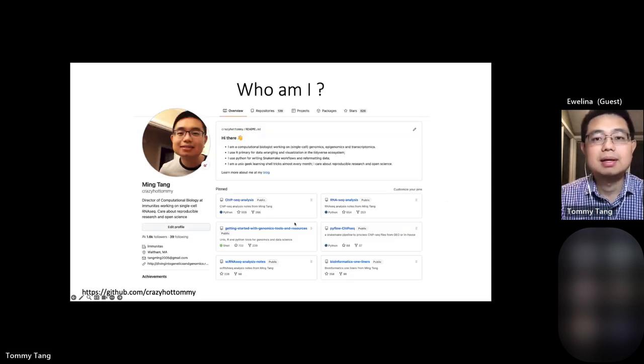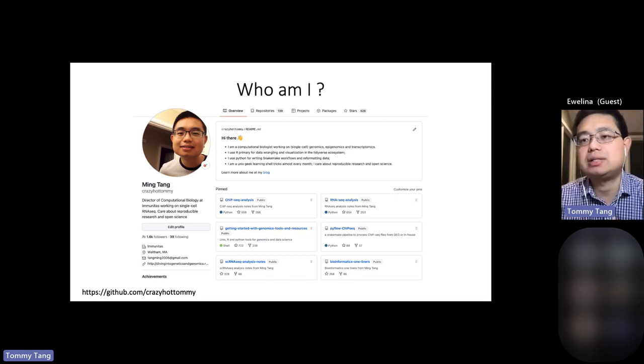Okay. So I consider myself a genomic data scientist, if there's such a term. I have extensive experience in analyzing sequencing data for genomics, epigenomics, and transcriptomics. I use R for data wrangling and visualization in the tidyverse ecosystem. I use Python for writing Snakemake workflows and reformatting data, and Bash for Linux commands. I share my experience of sequencing data and analysis on my GitHub, so you can go and read that.